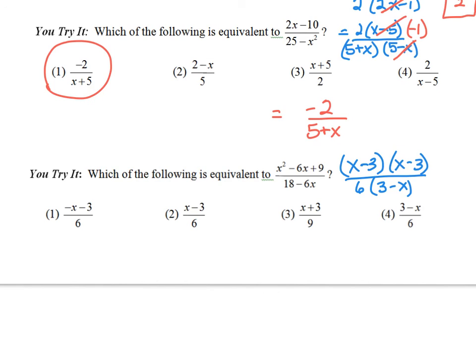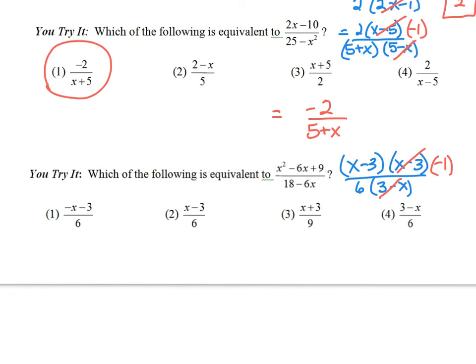For the second one, I factored the numerator into x minus 3 times x minus 3. The denominator, I used a greatest common factor of 6, and I was left with 3 minus x. So I'm going to cancel off 1 x minus 3 with a 3 minus x in the denominator. They're opposites of each other, so I'm going to keep the negative 1.